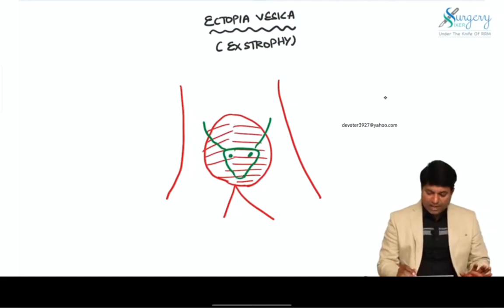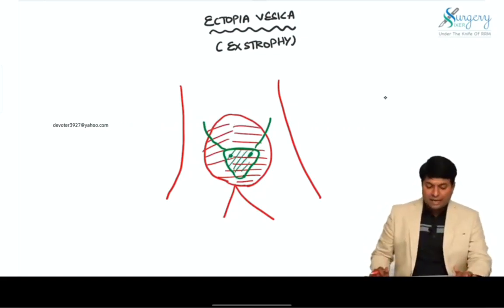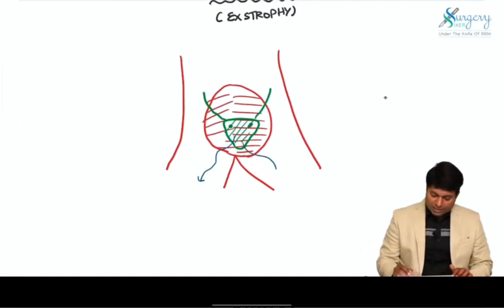The anterior wall is absent. You can see directly the posterior wall with its ureteric insertion in ectopia vesicae. The major problem is that urine will be flowing out like this.